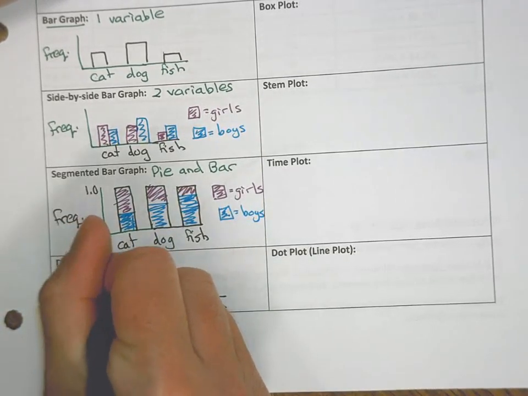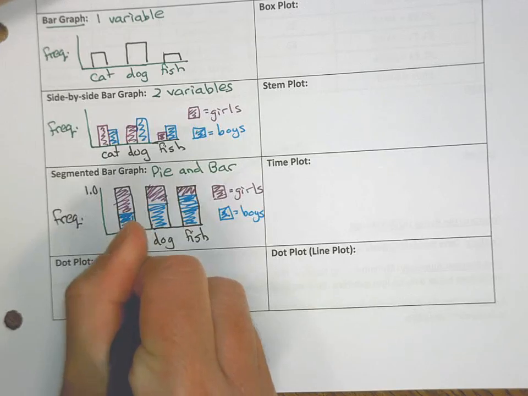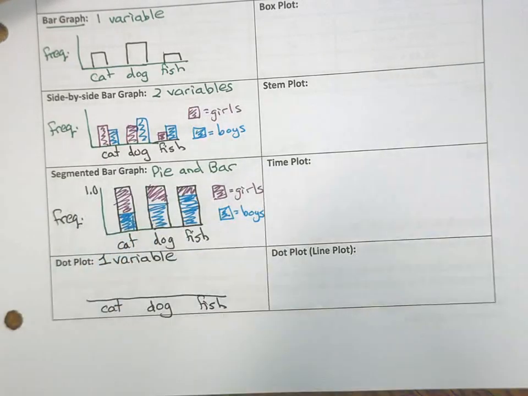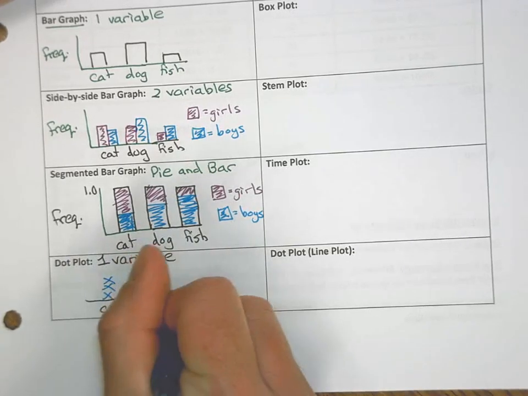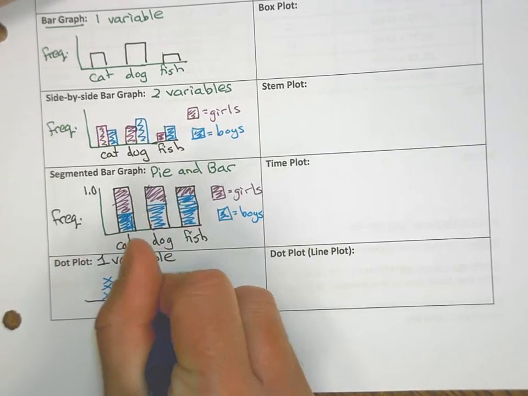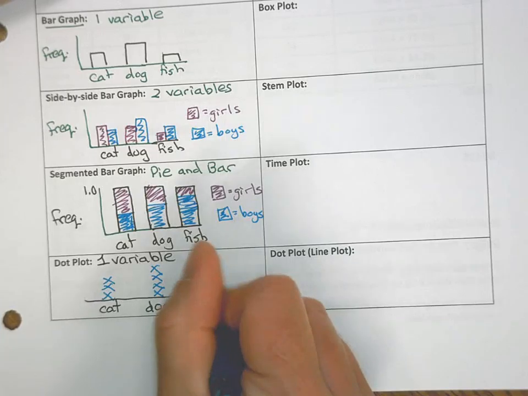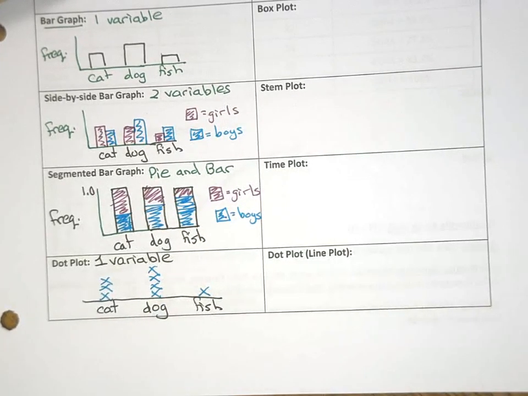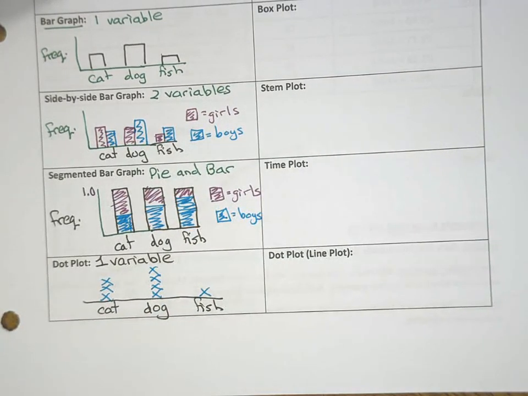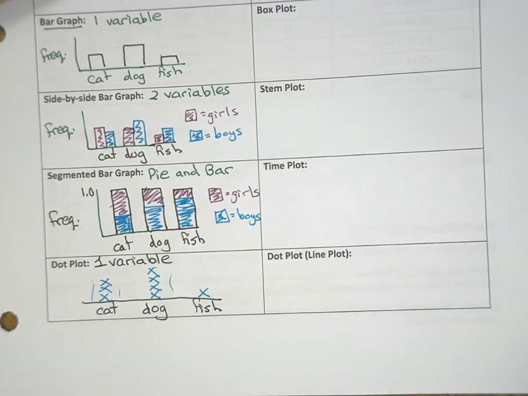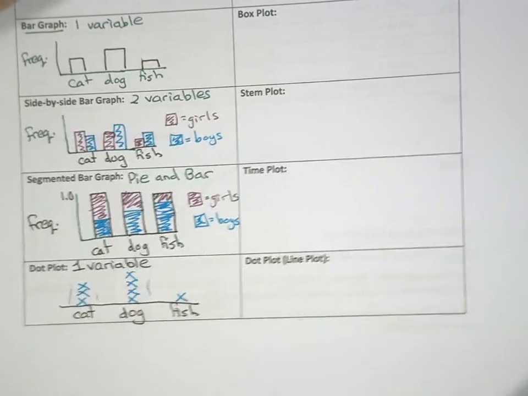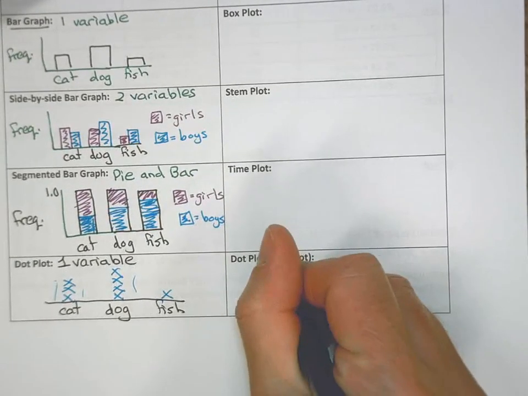You only have one variable, so nix the gender for right now, and you're just putting X's going up. How many are there? And each X represents maybe 10, maybe 1, depends on the situation and what the problem's stating. But that's a dot plot. Notice if you just put bars around it, you now have your bar chart. The dot plot, otherwise known as a line plot.